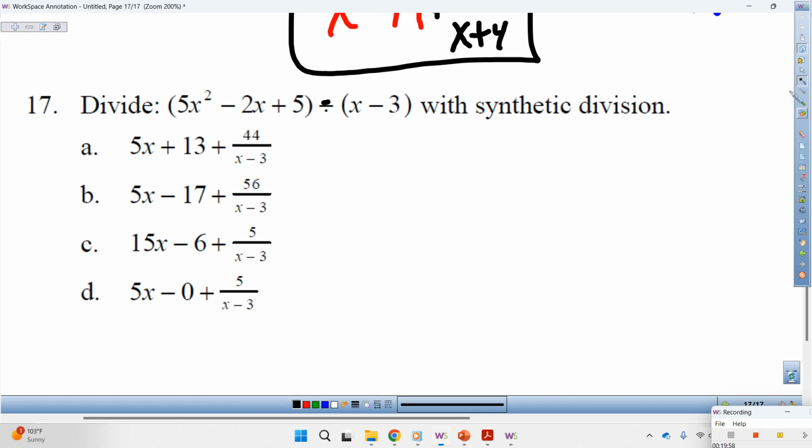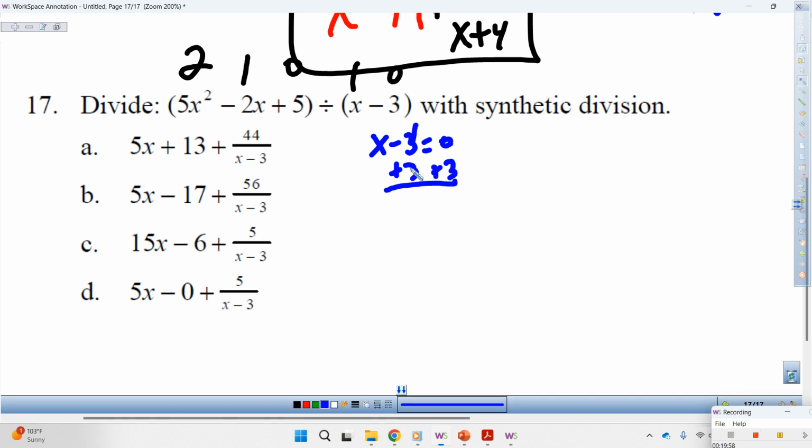Number 17, synthetic division. Here we go. All right, process. Standard form: 2, 1, 0. Anything missing? No. What do we do next? X minus 3 equal to 0, plus 3 plus 3, so x equals 3. That's my divisor.